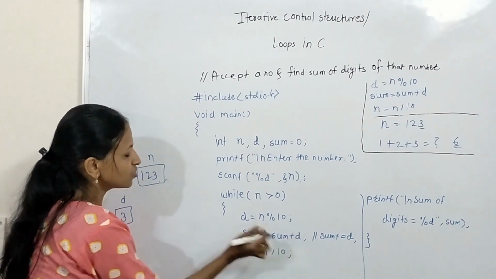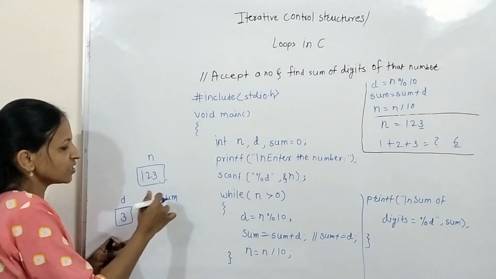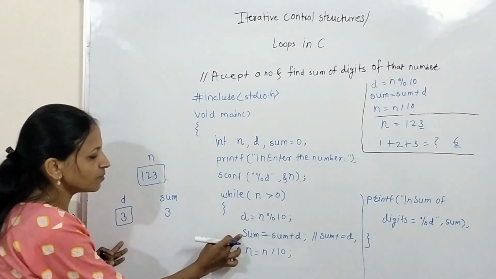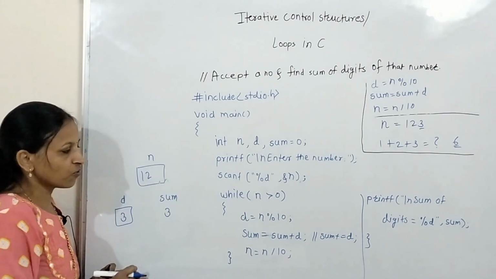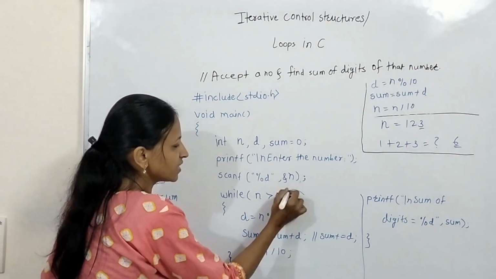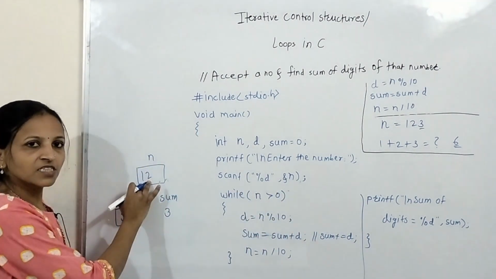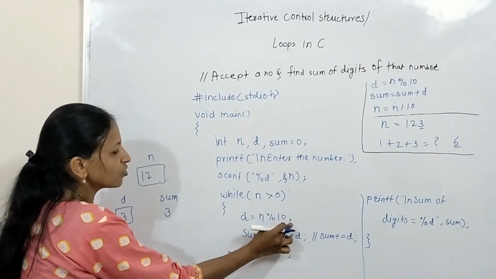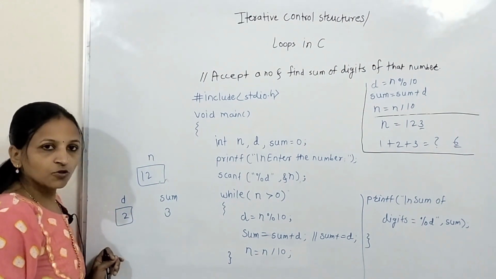Now sum equals sum plus d, meaning what is the value in sum? Sum is initially 0, 0 plus 3, so 3 will get stored inside this sum. Now n equals n divided by 10, so n will become 12. Again control will come here, after the update expression, again we check the condition. Now again n is greater than 0. Okay, again do the same process. d equals n modulus 10. Now d will become 2, since 12 modulus 10 is 2.